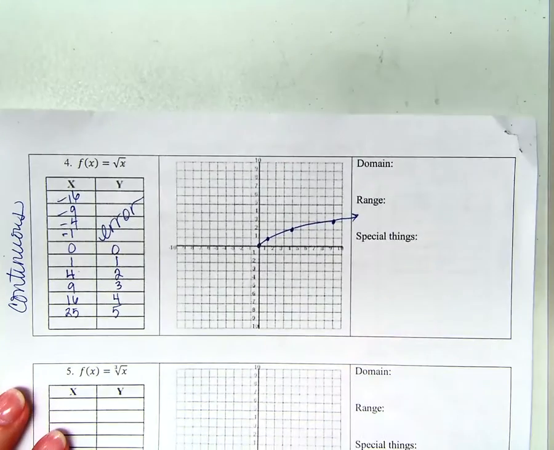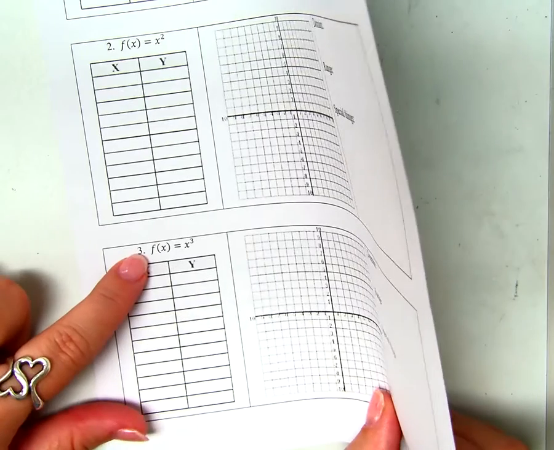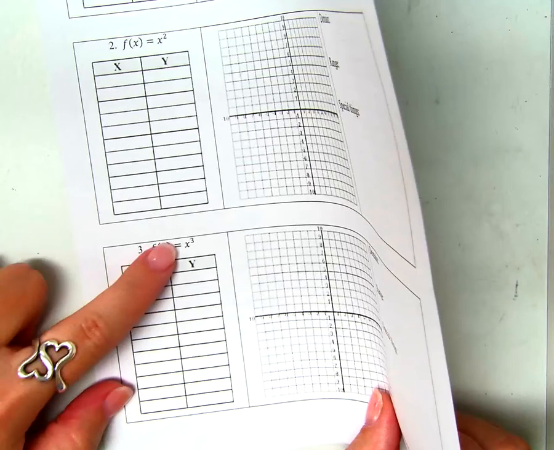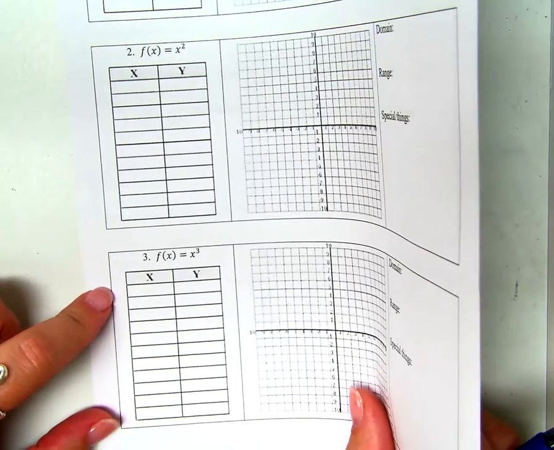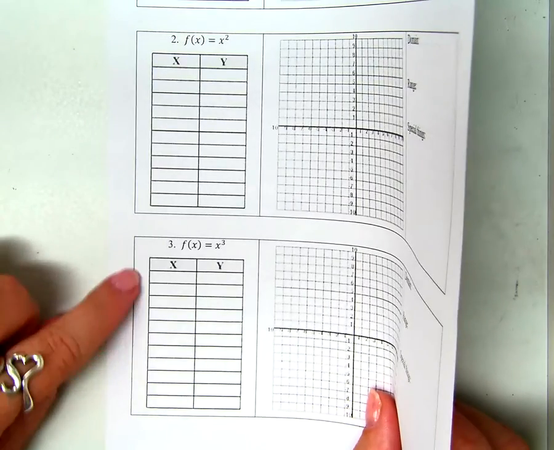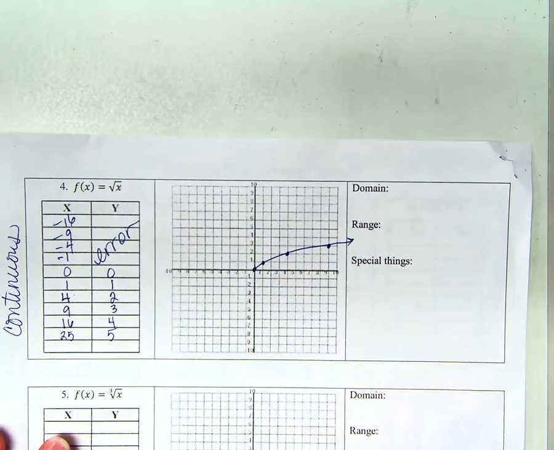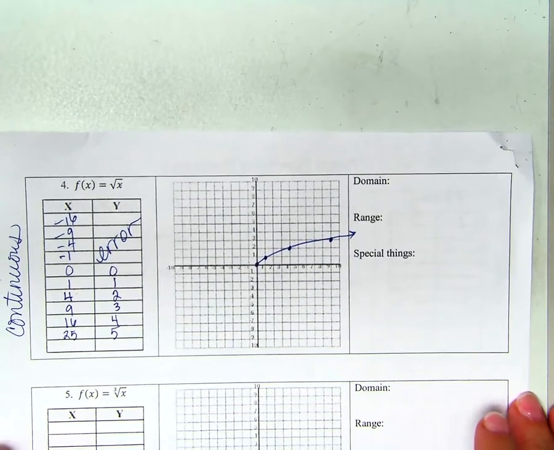What did you decide about number 3? Is x to the 3rd continuous? Yes. Did you write "continuous" right here on the side? Would you please do that? As soon as you do that, we'll go back to number 4.